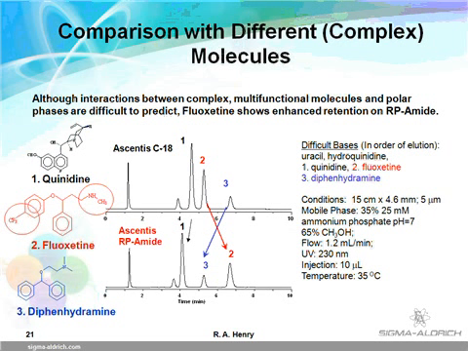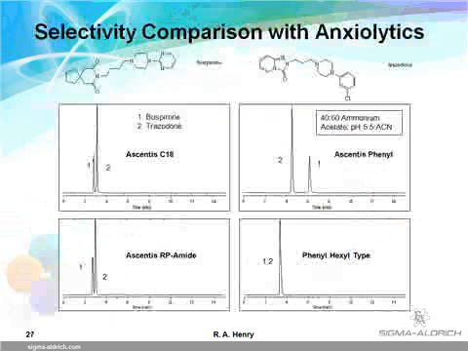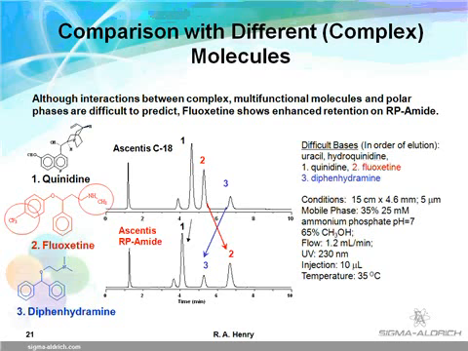This next slide shows that Ascentis phenyl is significantly better than C18 in retention and selectivity for nitro-containing pharmaceuticals. In the next slide, enhanced retention of aromatic compounds, especially those containing heteroatoms in and near the aromatic ring, is shown for Ascentis phenyl compared with Ascentis C18, Ascentis RP amide, and another phenyl phase that has about equal amounts of alkyl and aromatic character. We can draw several conclusions from this data.